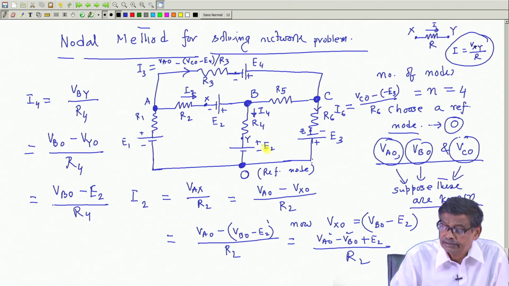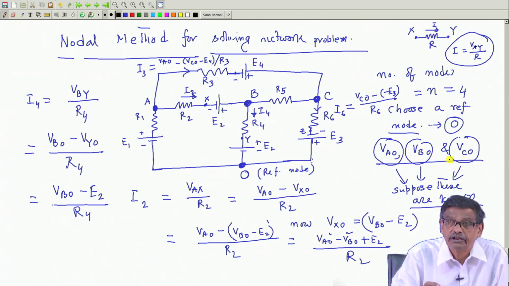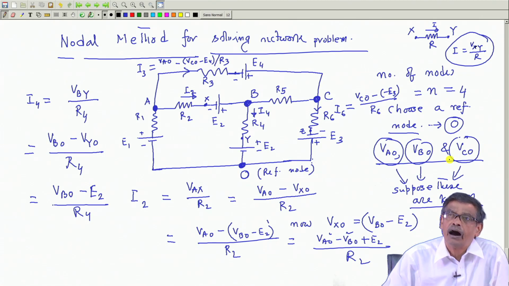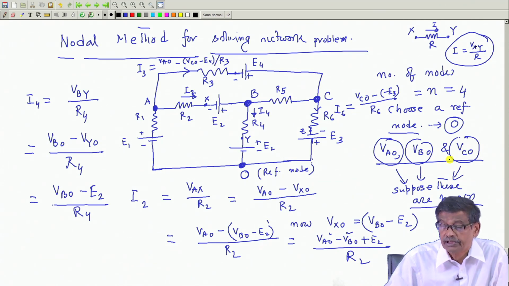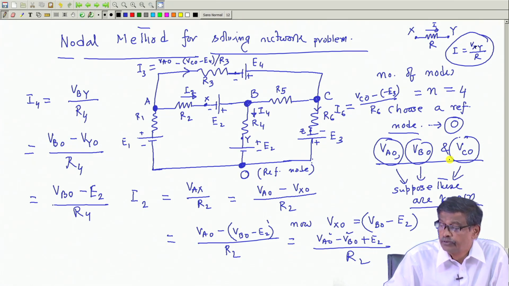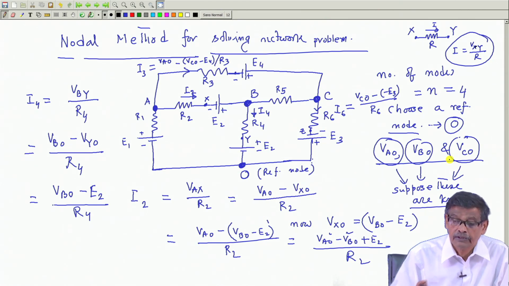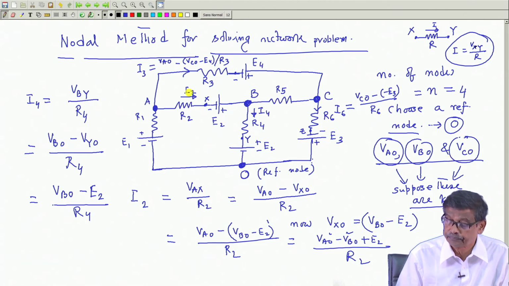Now, I started my discussion by saying that VAO, VBO, VCO must be known, and only then can you do this. Now the question is, how can I find VAO, VBO, VCO? Our aim will be, given a network, after identifying the nodes and choosing one of them as a reference, to find the node potentials of the other nodes. So, how to do it, that is the thing.